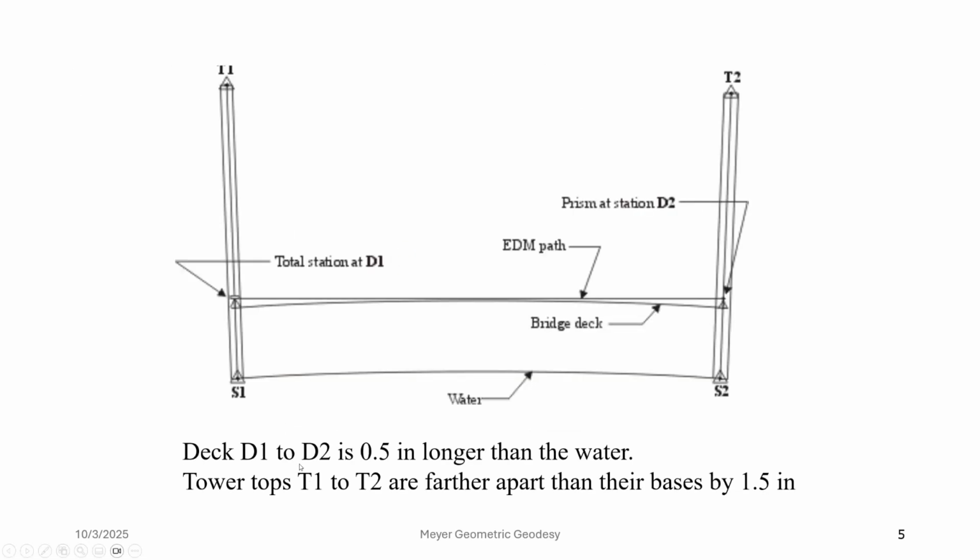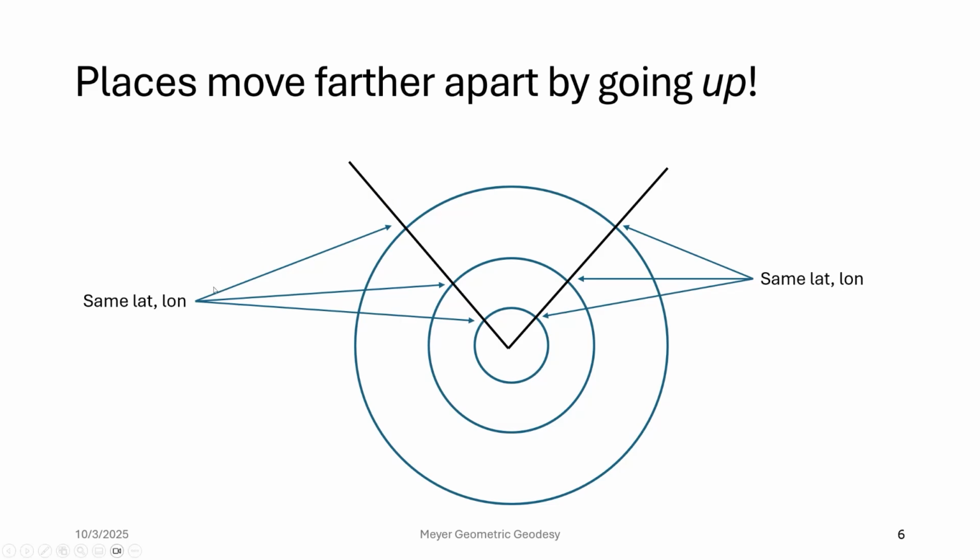We would see that the deck distance is half an inch longer than the distance along the water, and that the distance between the two tops of the towers is further apart than their bases by 1.5 inches, despite the fact that these columns are plumb, the towers are plumb. Well, why does this happen? It's because when things move up, they go farther apart.